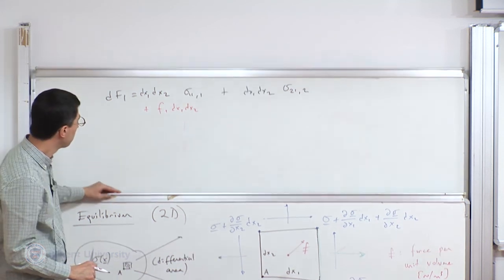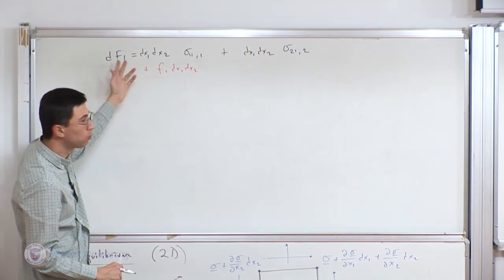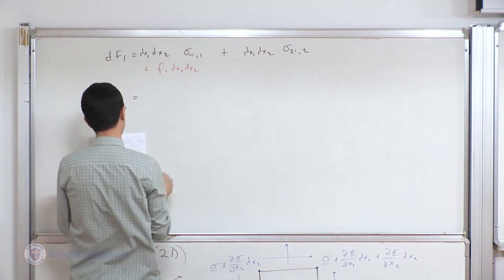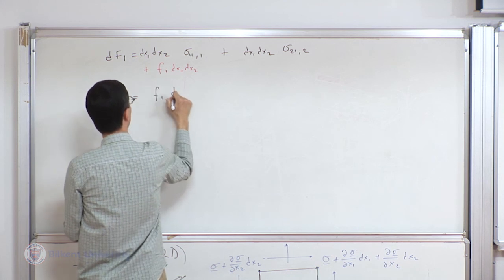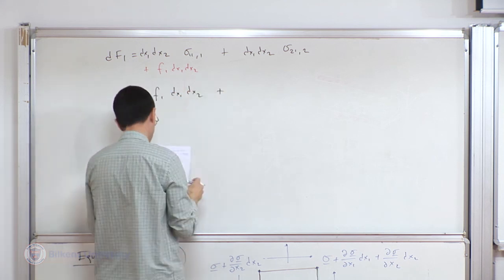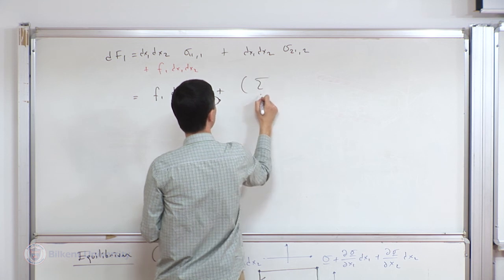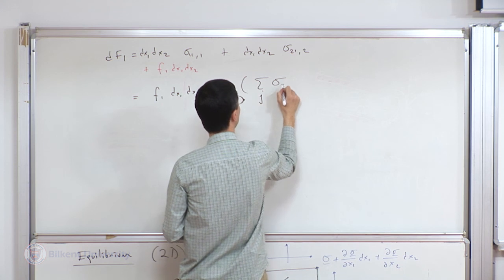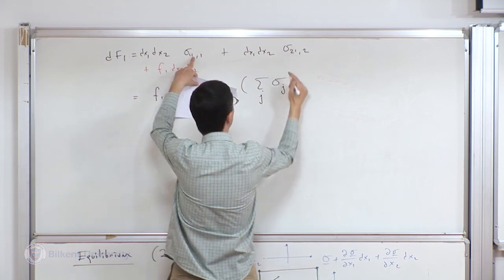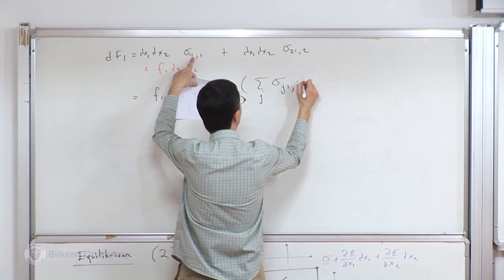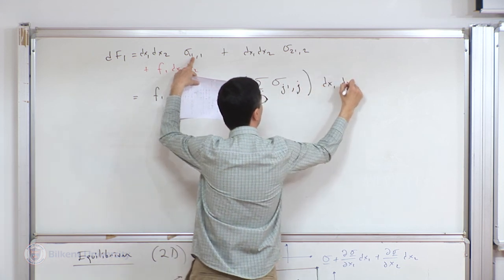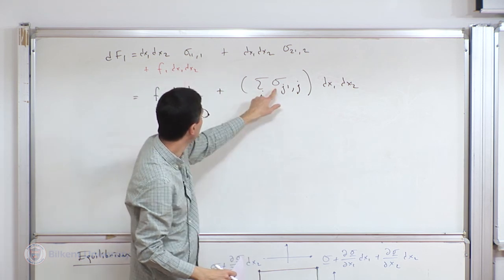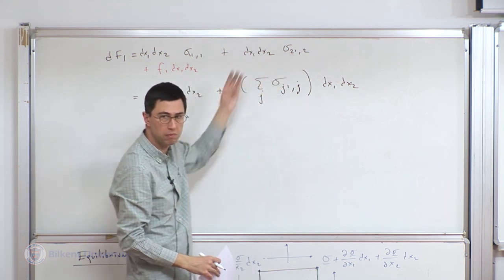All right. So all I'm going to do now is write this a little bit more compactly. Instead of so many indices, slightly different. So f1 dx1 dx2 plus, what I see here is a sum over j of the stress. Let's call it j. The second index is always 1, and then comma j. So j goes from 1 to 2: sigma 1 1 comma 1 plus sigma 2 1 comma 2. That's all I've done.